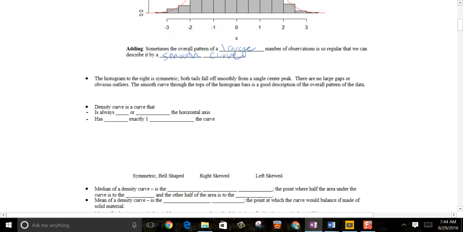A couple notes about a density curve. It's always on or above the horizontal axis. It also has an area of exactly 1 under the curve.